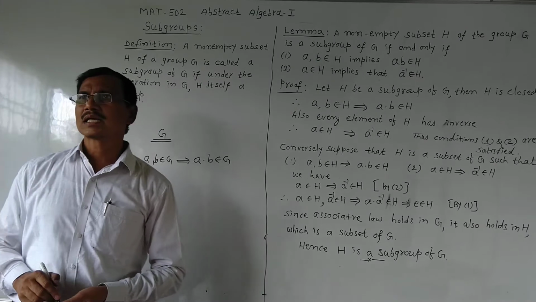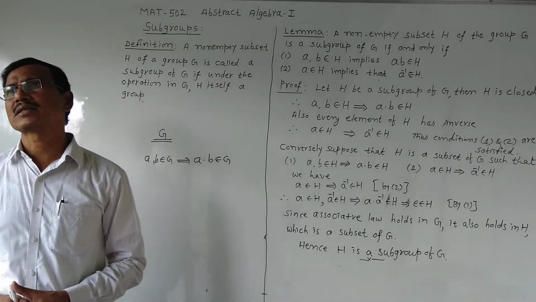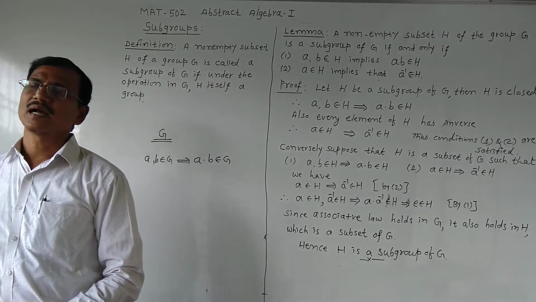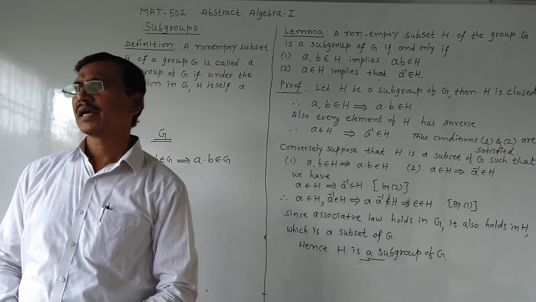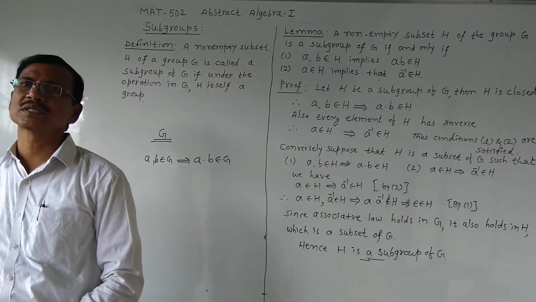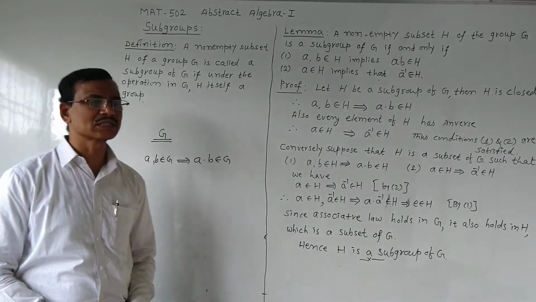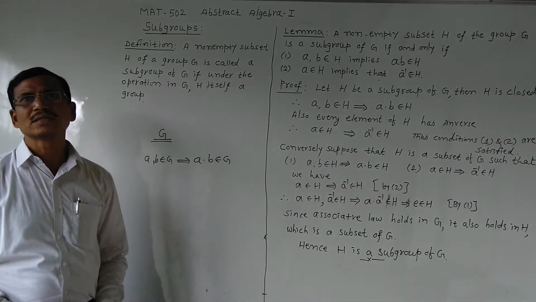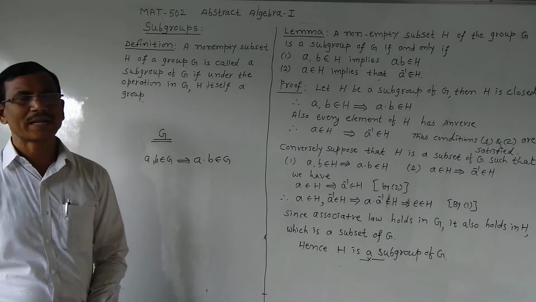Second condition is associative property. Third, existence of identity element, and fourth is existence of inverse element. Every element of the group must have an inverse. If these four conditions are satisfied, then G is called a group with respect to the given binary operation.